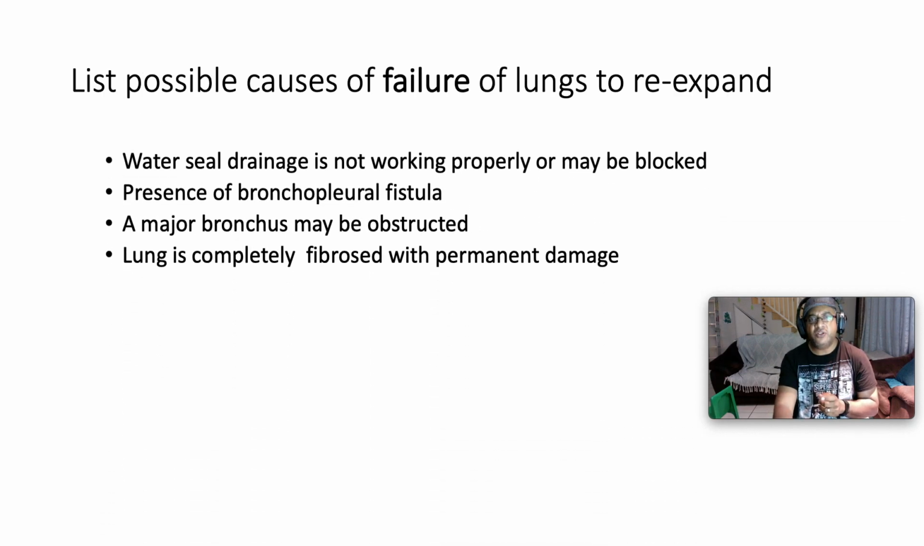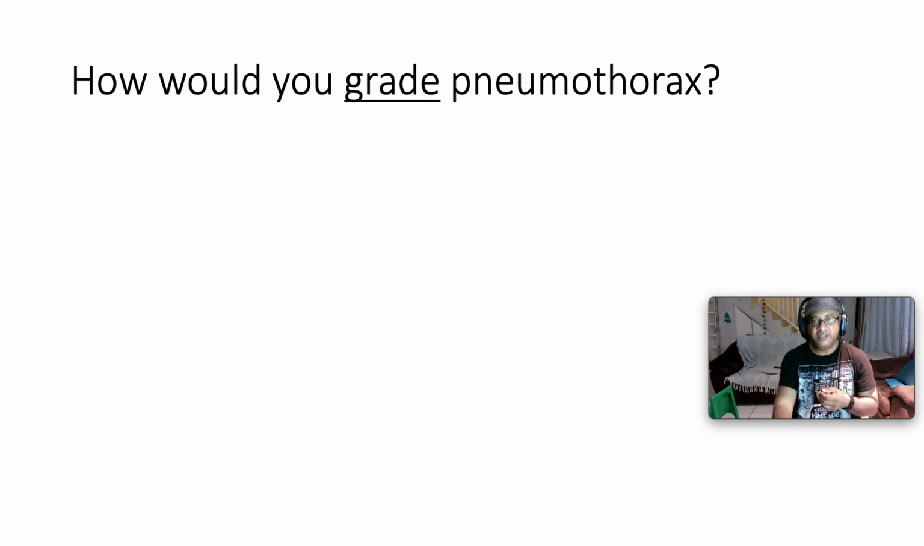What are the possible causes of failure of the lungs to re-expand? Nice to ask. Number one, if the water-sealed drainage is not working properly or is blocked. Number two, the presence of a bronchopleural fistula, like we discussed. Number three, a major bronchus may be obstructed. Number four, if the lung is completely fibrosed down with permanent damage.